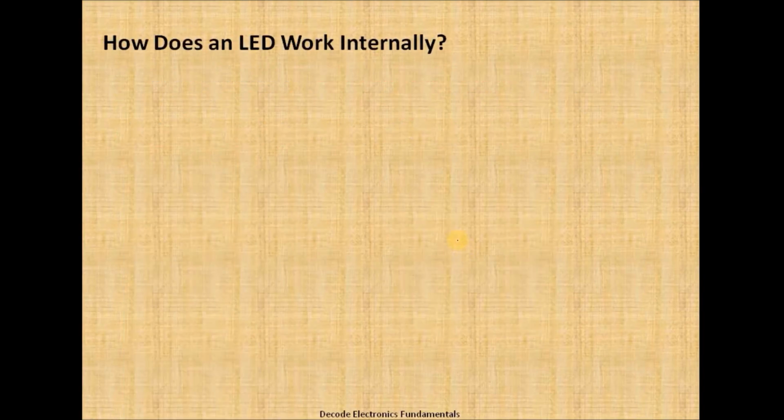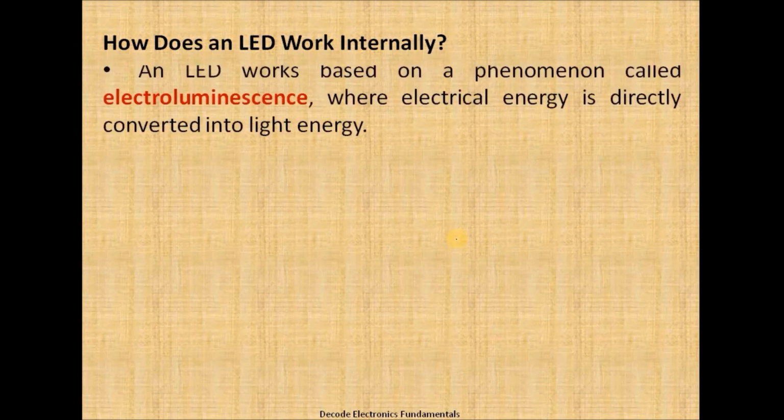Okay, next, how does an LED work internally? Well, it's very simple. An LED works basically on the phenomenon called electroluminescence. So what do we mean by electroluminescence? In simple words, when the input is electrical energy, it gets converted to light energy. Basically it's the process of the conversion of electrical energy to light energy.